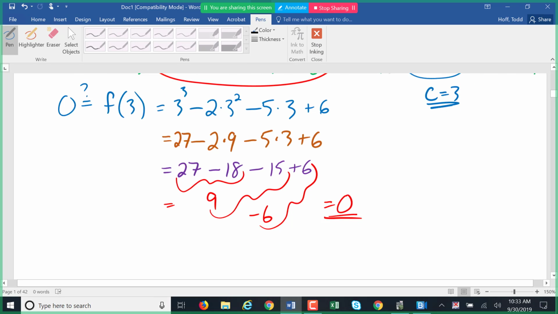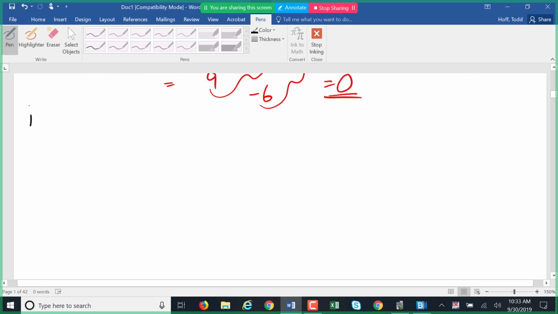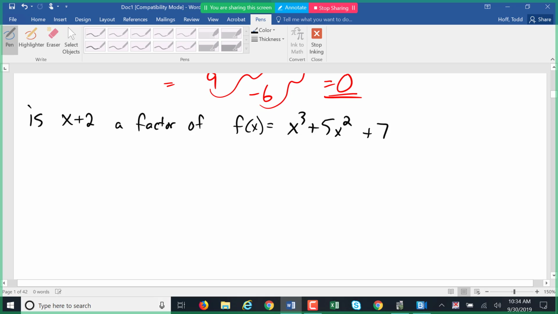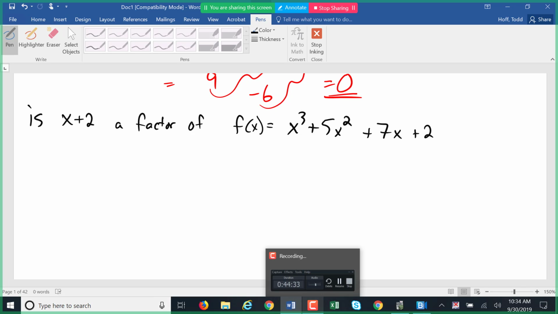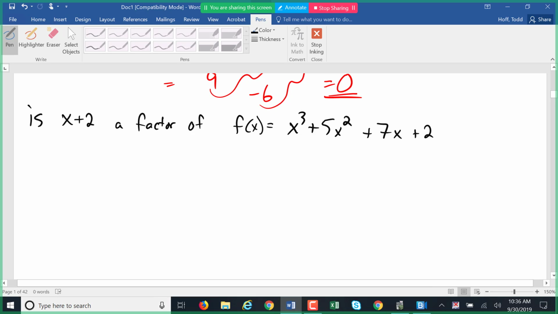So in your notes, I want you to test for me, is x plus 2 a factor of f of x equals x to the third plus 5x squared plus 7x plus 2. I'll give you a minute to try that, and then we'll go over it. So let's take a peek.